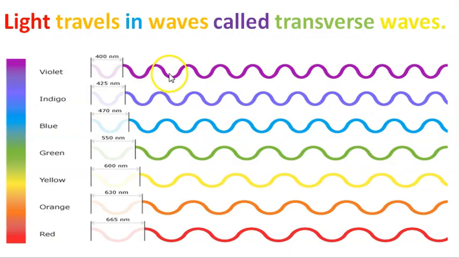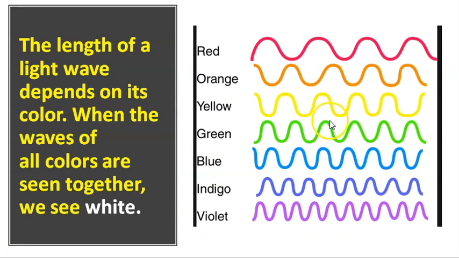And the light travels in waves called transverse waves, and the length of a light wave depends on its color. Each color has waves of a different length. When the waves of all colors are seen together, we see white. And in this you can see that red light waves are the longest and the violet light waves are the shortest, okay? Clear?